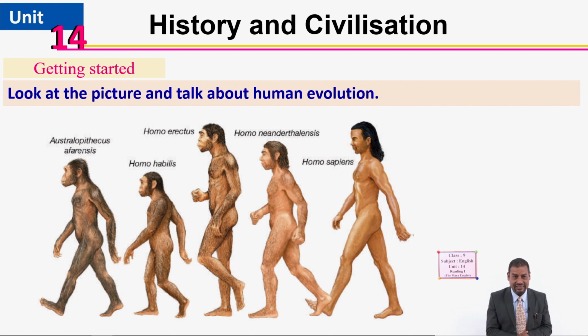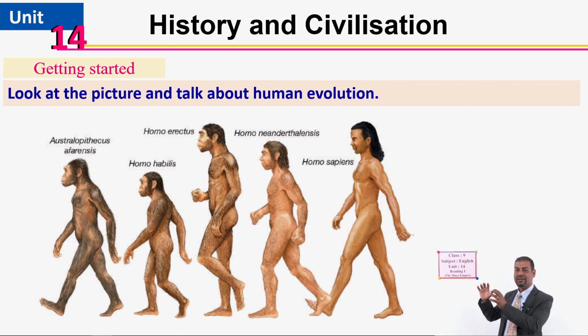Now, you can see Getting Started there. Look at the picture and talk about human evolution. What do you see in the picture? Yes, there are people. It is the development of human beings. At first, you can see the furry body, and finally you can find Homo sapiens. First of all, we have Australopithecus, and this is how we people are these days.